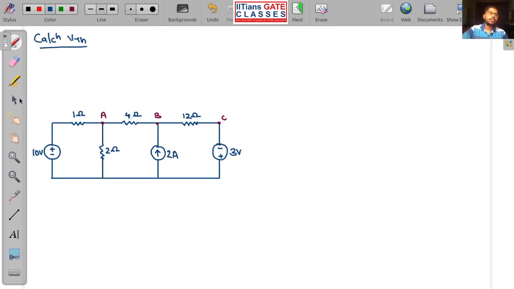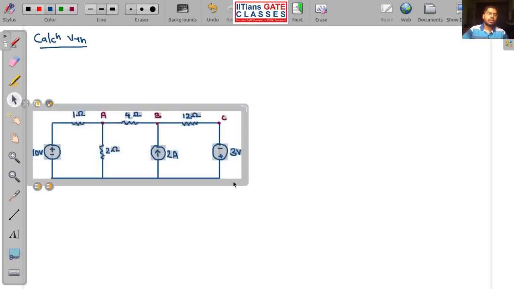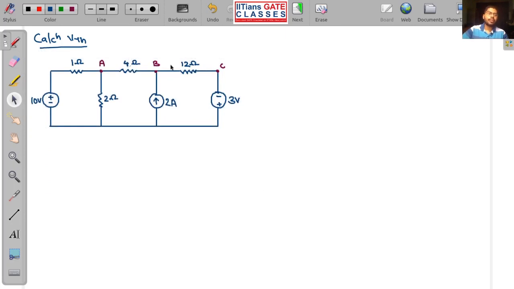VTH. Okay, first we are going to calculate VTH. So now which terminal am I going to open? So the load terminal now is BC. So I will be opening this BC load terminal. Now what? VTH is equal to VB minus VC, because this is plus minus VTH. Now VC I already know what? VC is equal to minus 3 volt, you can see. What about VB?